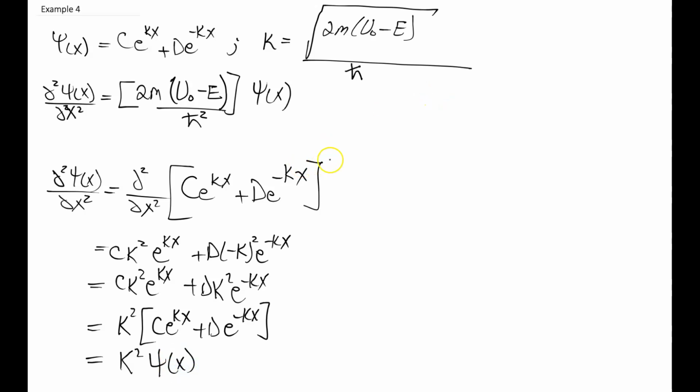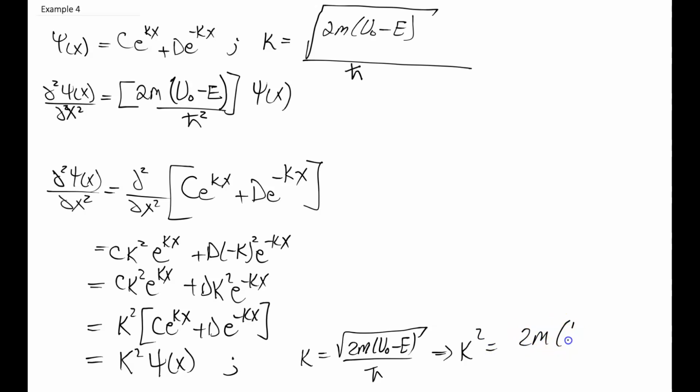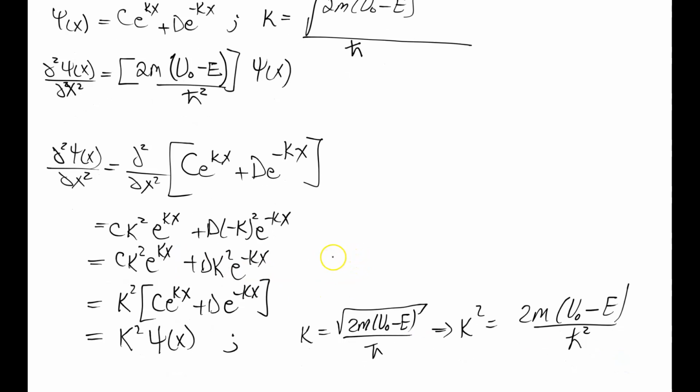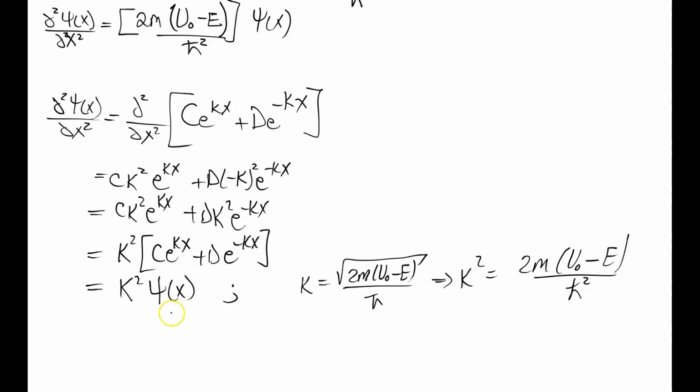And recall that if k equals the square root of 2m (U0 minus E) over h bar, then k squared is going to equal 2m (U0 minus E) over h bar squared, which means that this psi of x satisfies the time-independent Schrodinger's equation, which means psi of x is a solution.